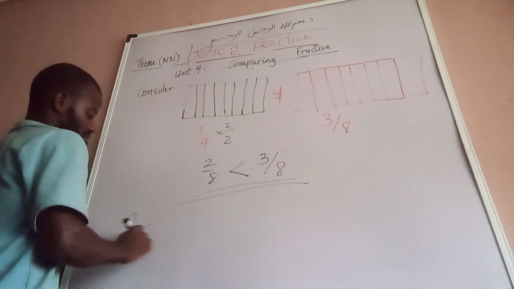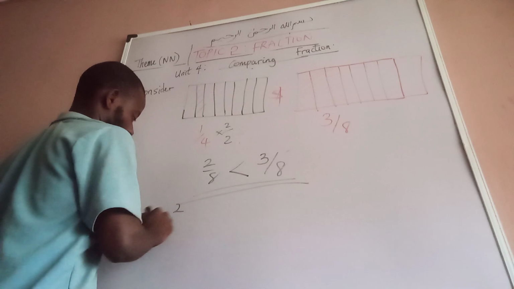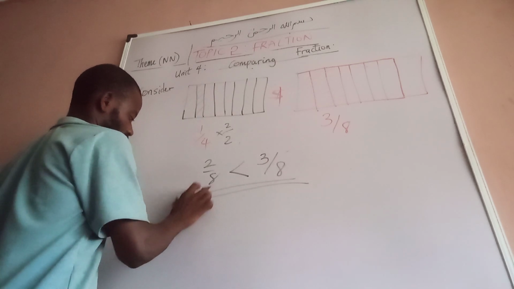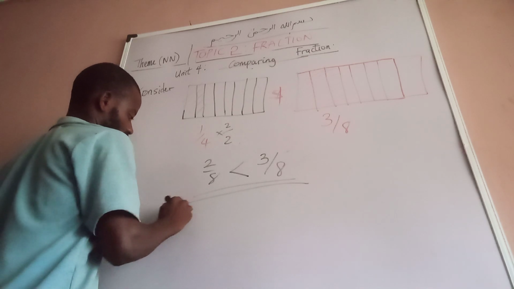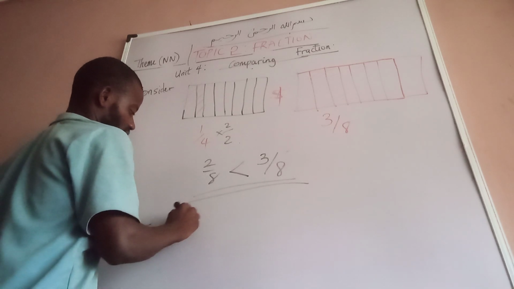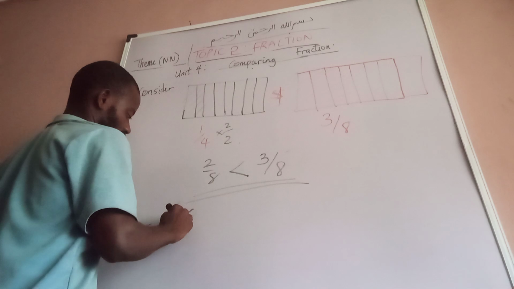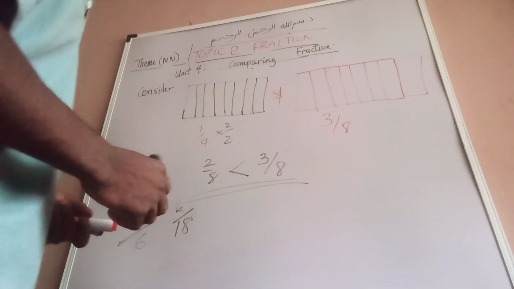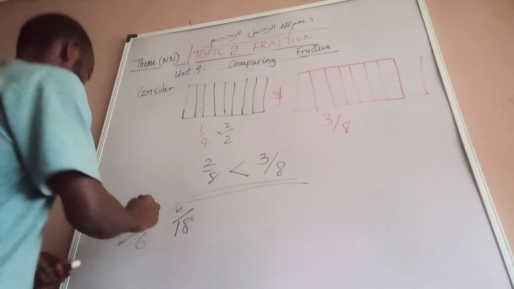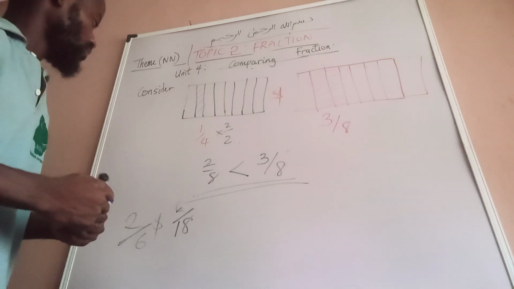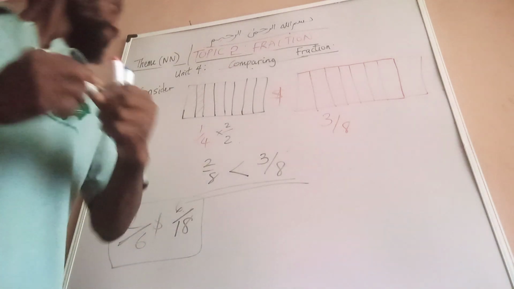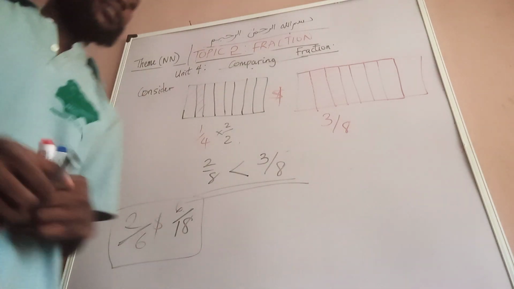Which one is bigger? 2 over 6 and 6 over 18. Tell me which one is bigger. Compare these two fractions, 2 over 6 and 6 over 18. Which one is bigger? And that is the end of our class today.